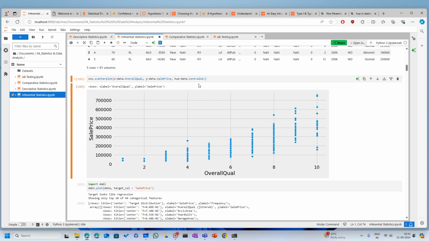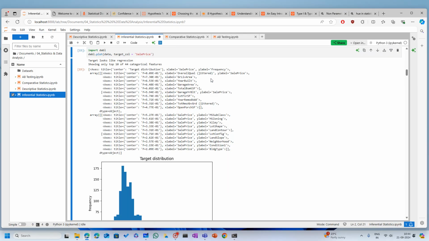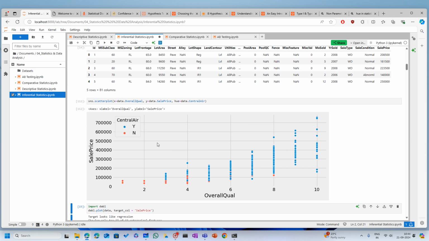So if I want to know how many of these houses also had air conditioning, then I will generate a hue value. Now I can immediately see how many of those did not have. So all these red points did not have central air conditioning, hence they sold for lesser prices. That is the inference here. And wherever the houses had central air conditioning, they sold for higher prices with overall good quality, basically.